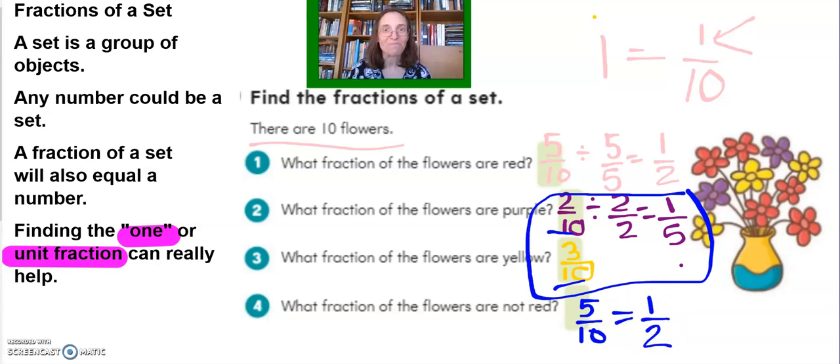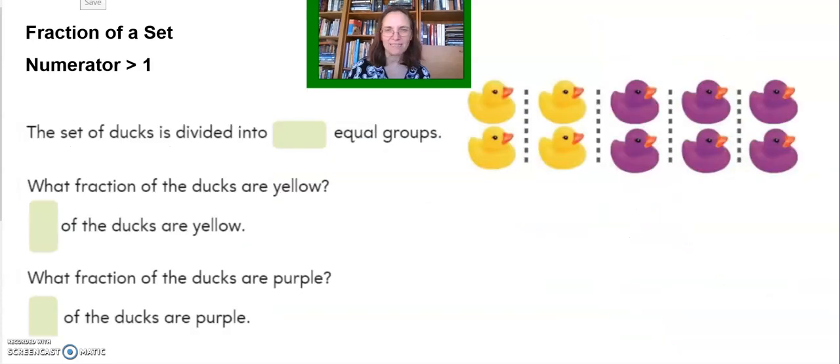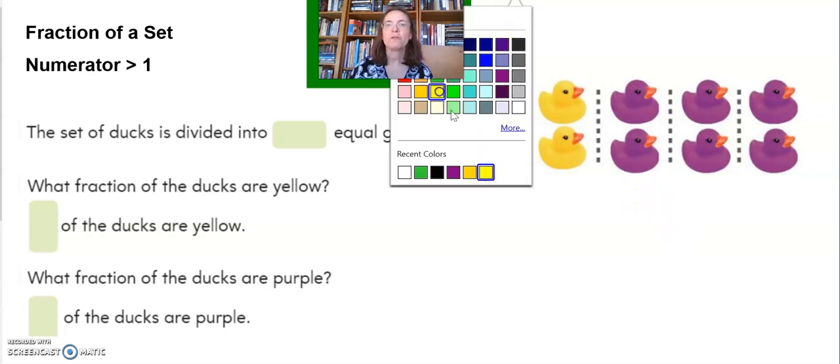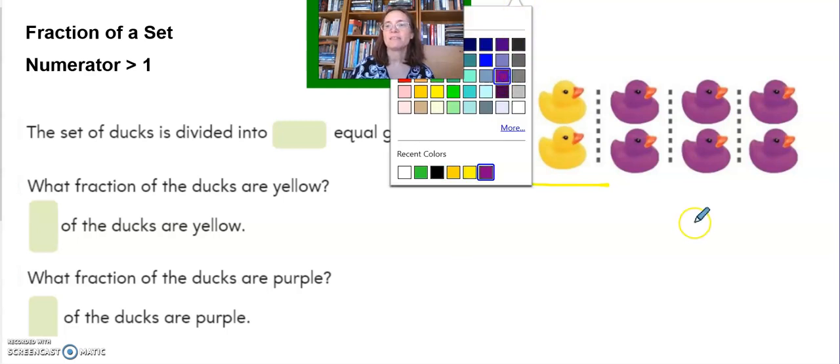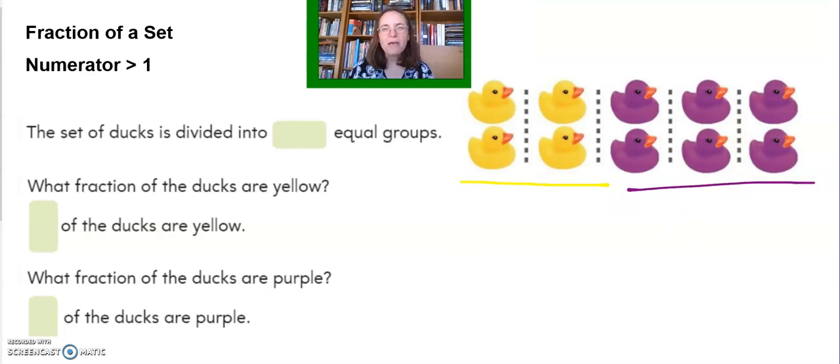And there we go. Okay, so we worked with fractions of that set of flowers, but now we're going to look at fractions of a set where the numerator is greater than 1. So the set of ducks is divided into how many groups? Well, it looks like they wanted to divide these ducks by color. So we can see that 4 of them are yellow, and we can also see that 6 of them are purple. But then they wanted to use a more simplified set of fractions with a smaller denominator.